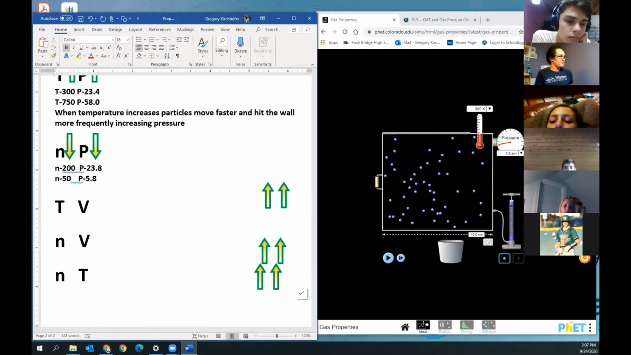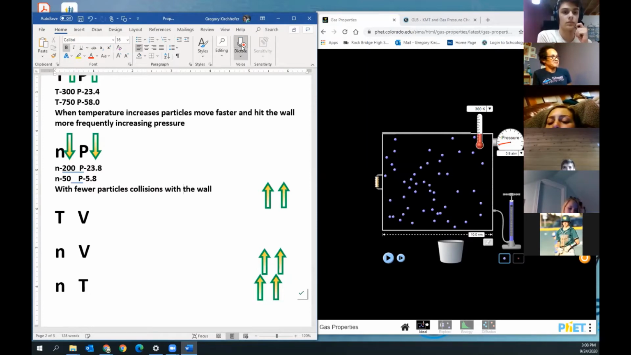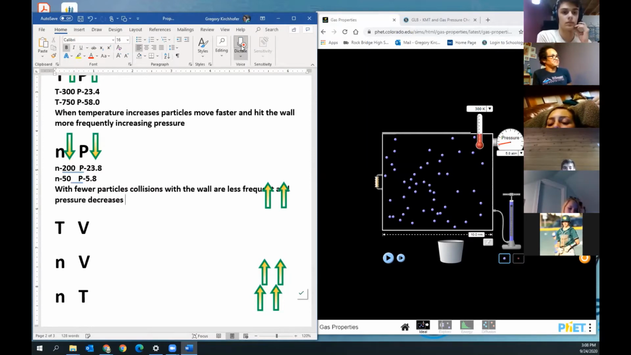And like with fewer particles, they hit the wall less frequently. With fewer particles, collisions with the wall are less frequent and pressure decreases. Don't know why it didn't work the first time.